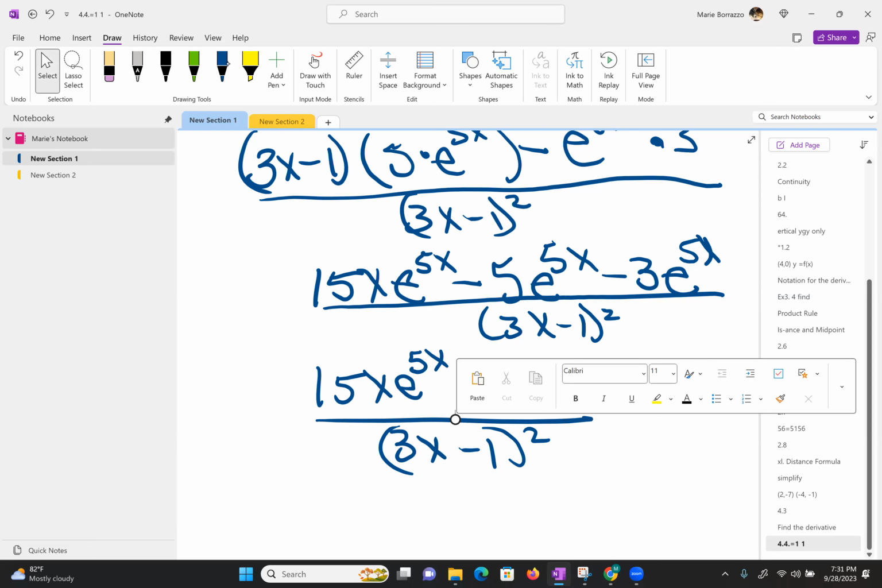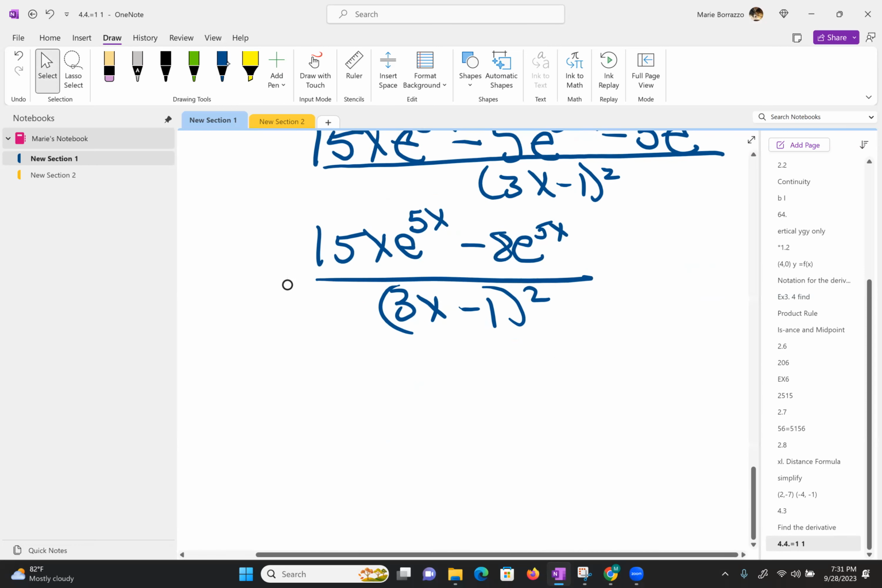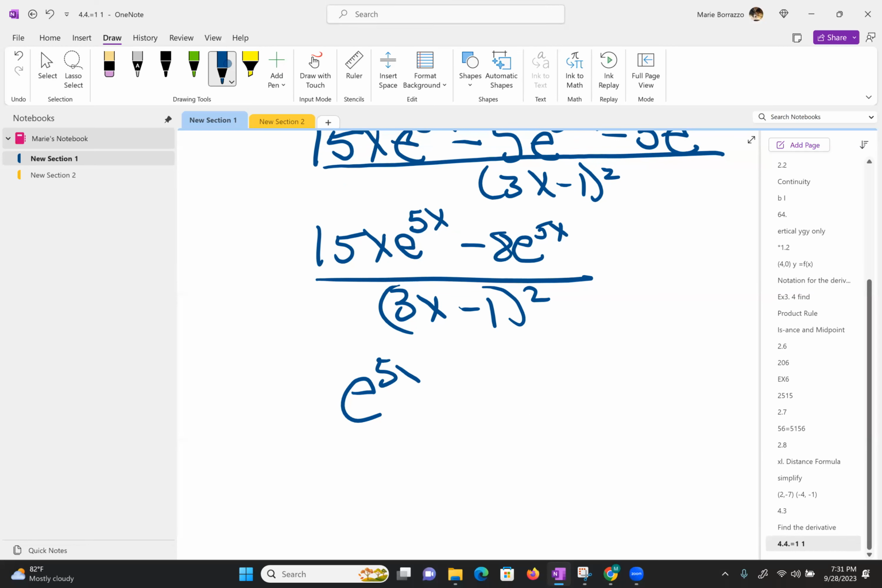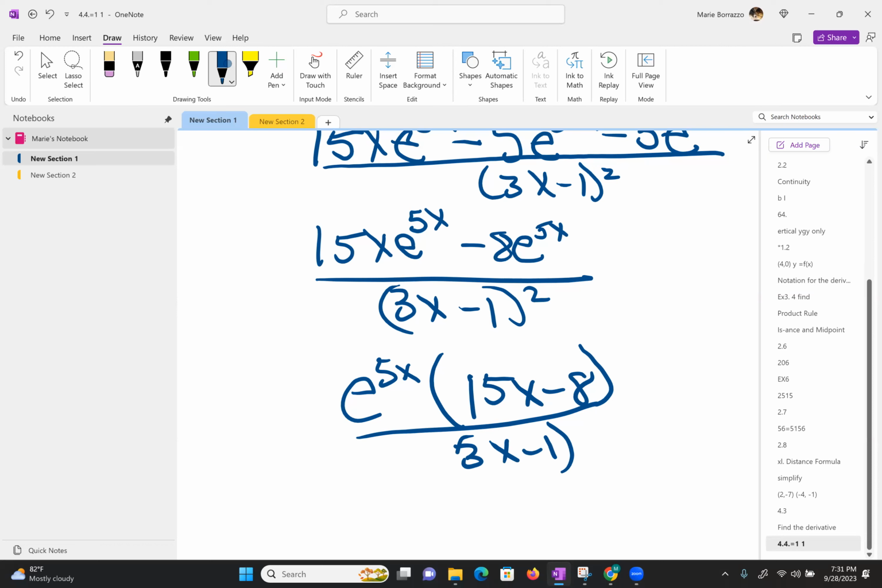You can factor further, I know. So if you took that first derivative, you would take out e to the 5x, and you would multiply this by 15x minus 8. And again, all of this over 3x minus 1 squared.